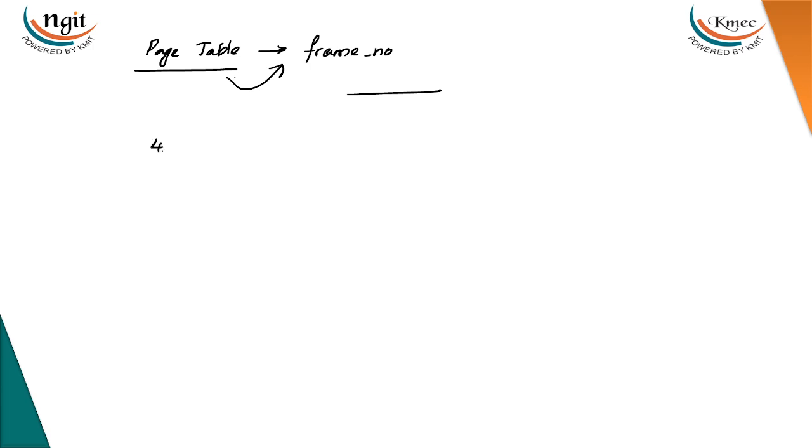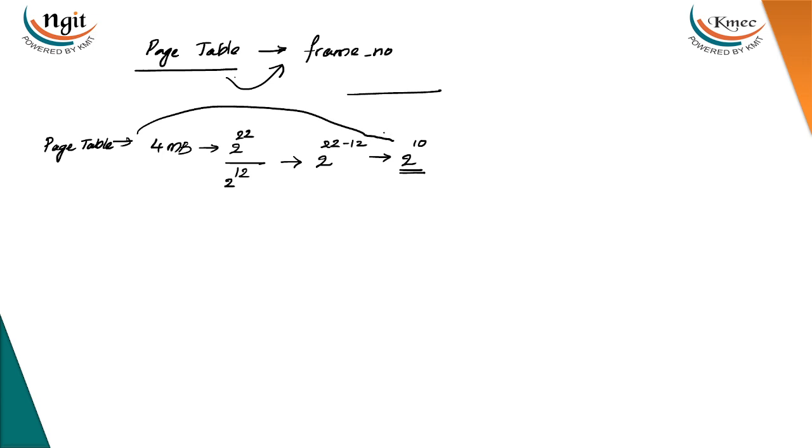That means 4 MB we can represent as 2 to the power of 22, divided by the page size, 2 to the power of 12. So this will be 2 to the power of 22 minus 12. We will get 2 to the power of 10. That is, the page table is divided into one more page table of size 2 to the power of 10 entries.